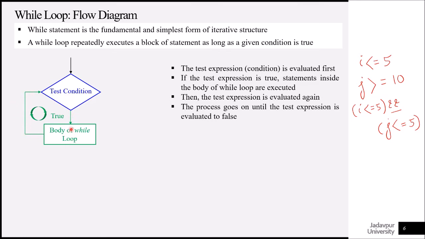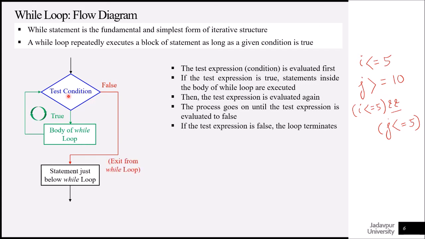So it follows this loop. How long does this continue? It continues till a false answer is obtained. That means the process goes on until the test expression evaluates to false. Once that happens, the loop is terminated and the control exits from the loop to go to the next statement right after the while loop.